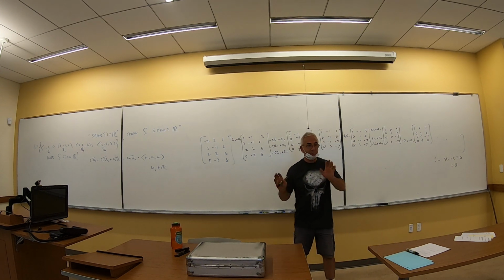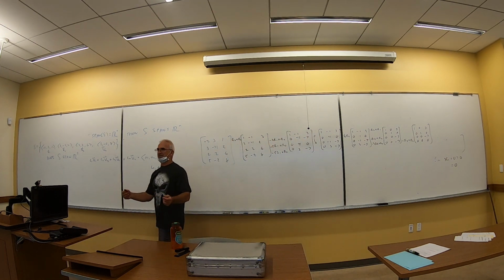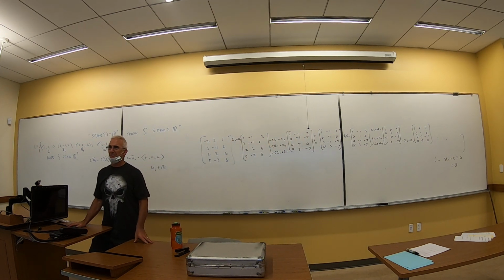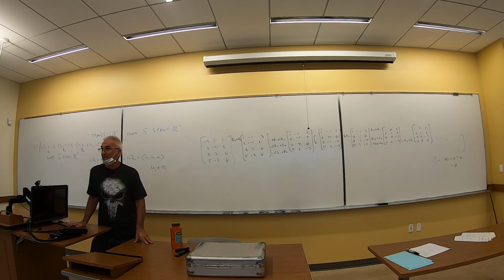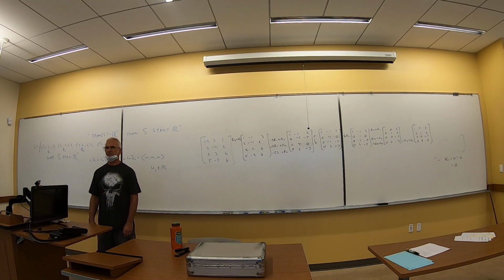So independence and span are completely unrelated things. So I need 100 tiles to cover this floor. And if I give you 75, they won't cover the floor. They might be linearly independent, but they definitely don't span. Okay, I gave you 125 tiles. They're definitely not linearly independent, but they very likely could span. Wouldn't it be cool if they did both?